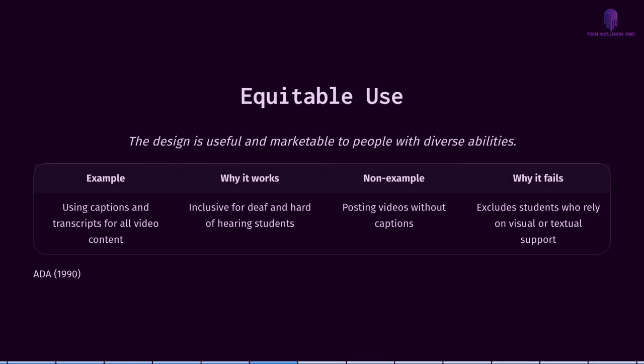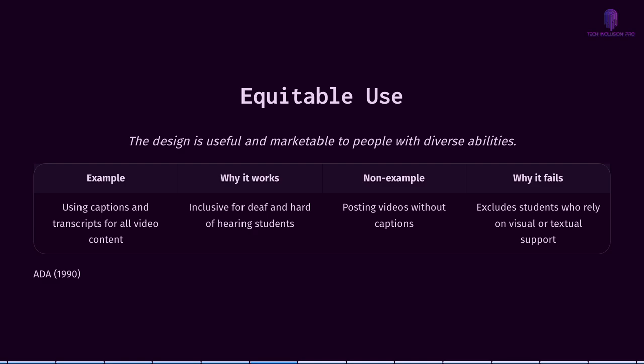So the first one being we want equitable use. The design is useful and marketable to people with diverse abilities and approaches. An example would be using captions and transcripts for all video. This works because it's inclusive of deaf and hard of hearing folks. A non-example of this would be posting videos without captions. If you're not using those captions, that's not good. It fails because it excludes people.